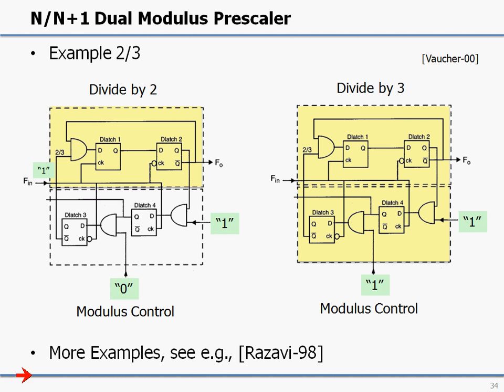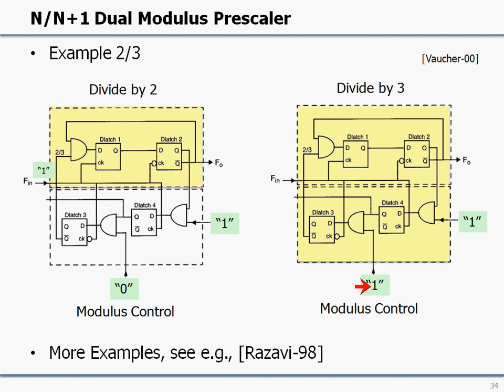So if the modulus control is put to 0, then you can easily figure out that this signal will go to 1, which means that this AND gate becomes transparent. Latch 1 and latch 2 now are configured as a master-slave flip-flop, which we drive with the input signal, and when you feed it back onto itself, at the output you're going to get half of the frequency. So we get a divide by 2 function when the modulus control is 0.